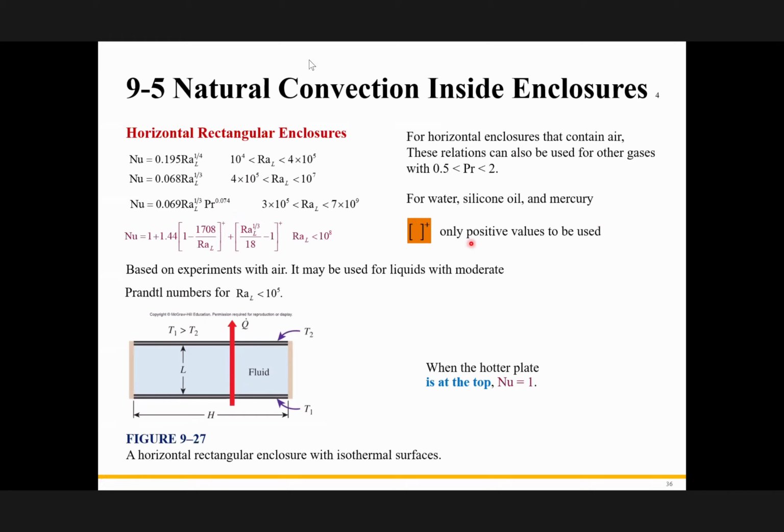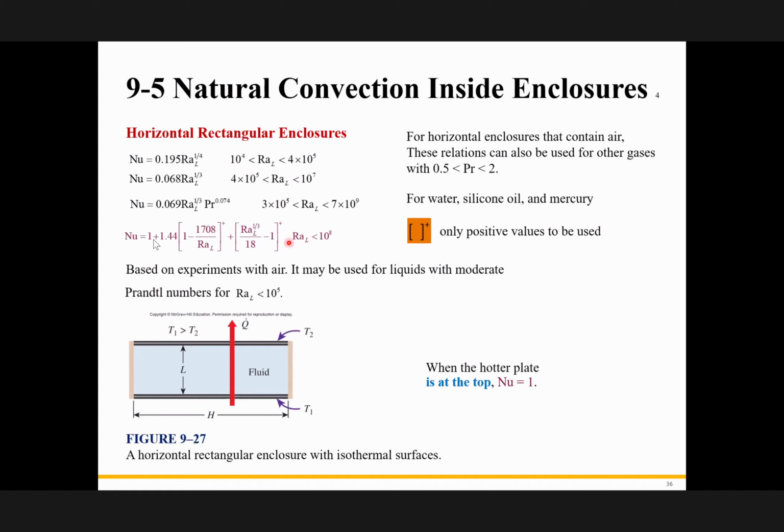Therefore, make sure that you understand this is only positive value to be used. You evaluate it. If it's positive, you take it into consideration. If it's negative, you say 0. Okay? So if they're both positive and U is 1, if it's both positive, you consider both of them.